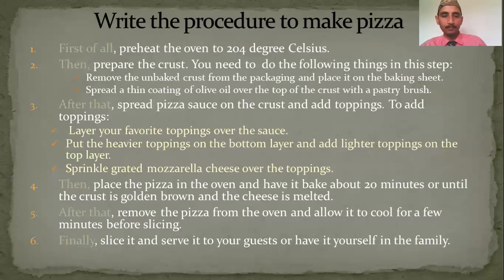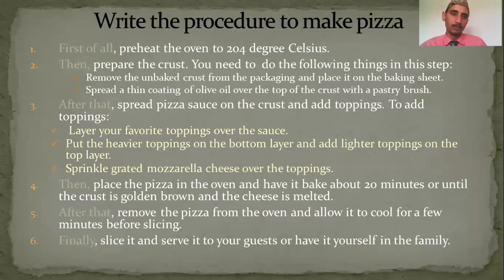Number 5. After that, remove the pizza from the oven and allow it to cool for a few minutes before slicing. Remember here that since pizza is cooked at a very high temperature, we need to let it cool for a few minutes. Number 6. Finally, slice it and serve it to your guest or have it yourself in the family. So now it is the last thing you do. That means you eat with your family.